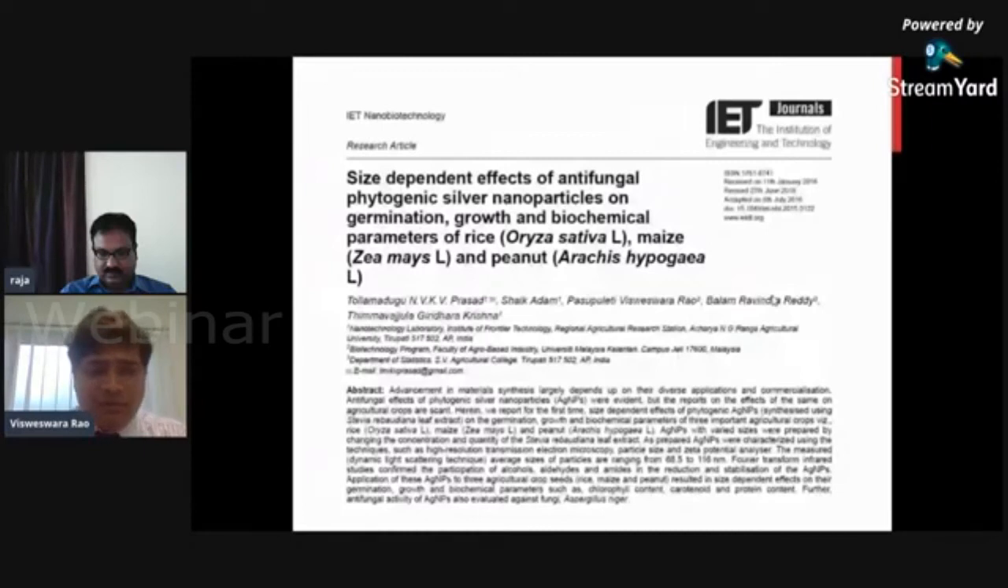As you remember from my first few slides, I mentioned that nanoparticles and their applications are in a very wide range of fields, starting from biological sciences, physical sciences, chemical sciences, engineering, architecture, even solar systems, various types of engineering backgrounds. So nanotechnology is applied there. This one is related to agriculture. We have checked the antifungal activity and also the growth and biochemical parameters in rice and maize, along with peanut.